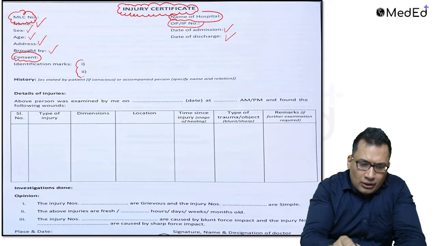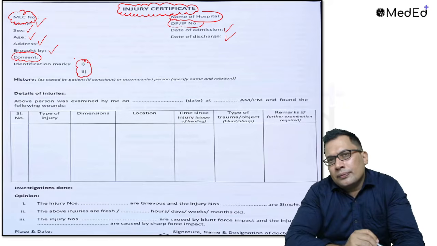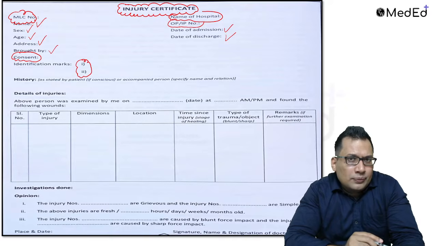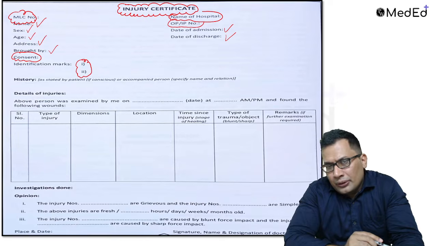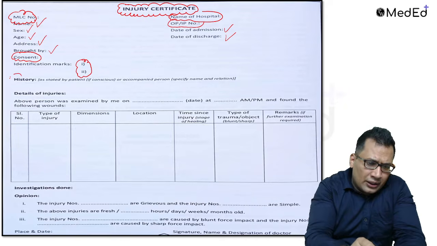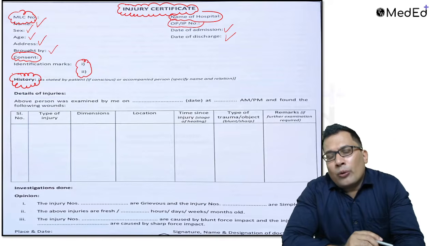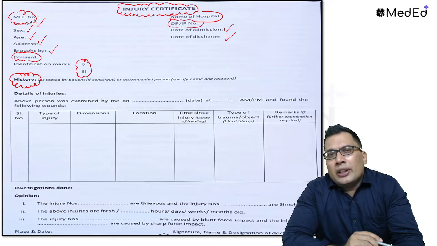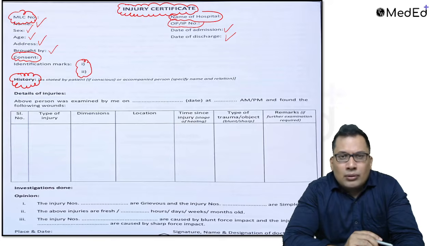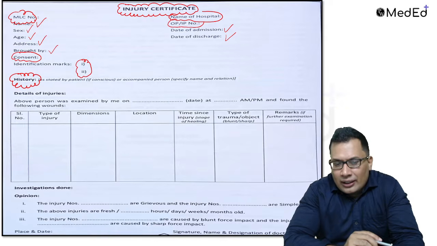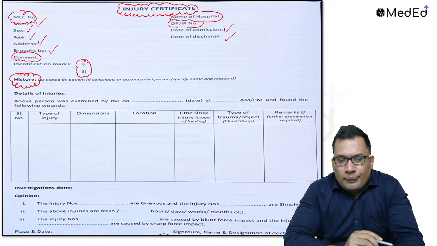Then you need to mention two identification marks like scar mark, mole, birthmark. So any two identification marks for the identification purpose. Then history. So you can write alleged history. Alleged history of road traffic accident. Alleged history of assault at a particular time, date, at a particular place. That you can write in this column.